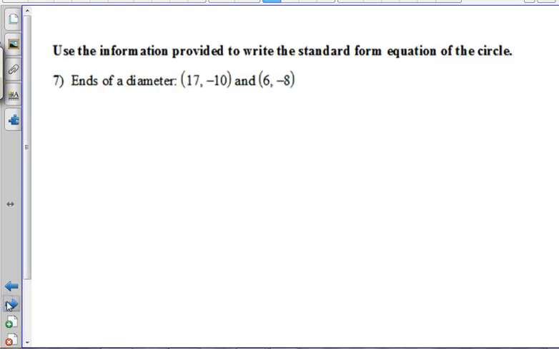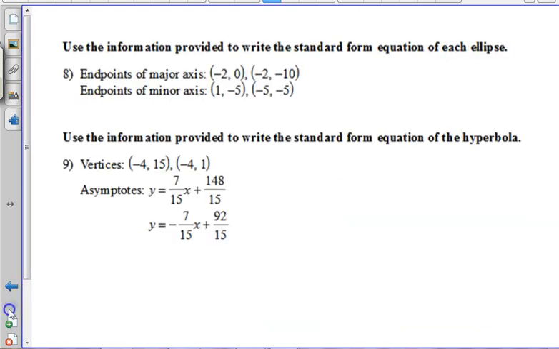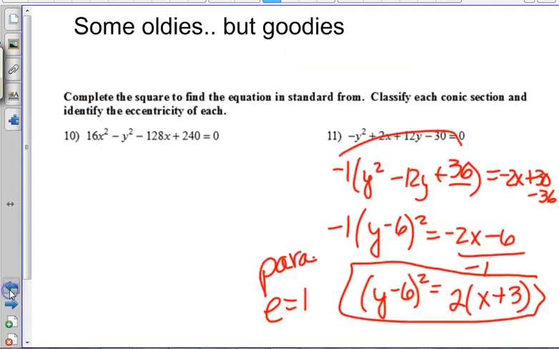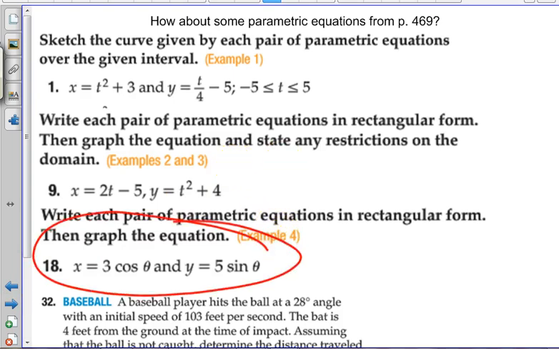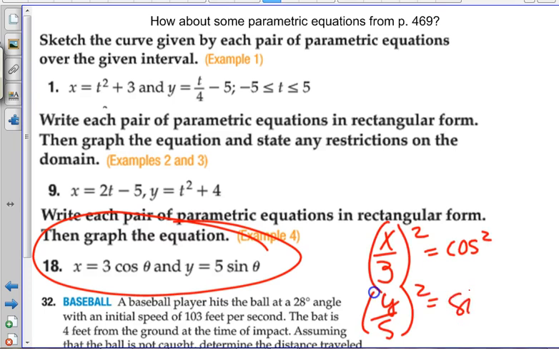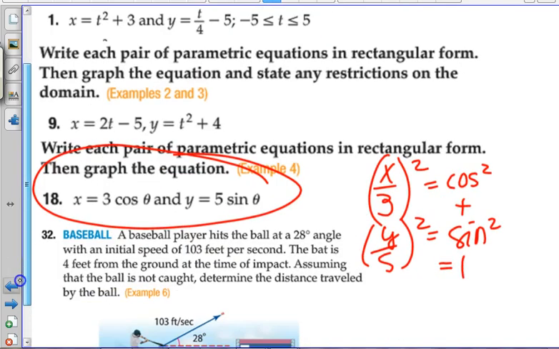Okay? Parametrics? Yes? No? Do we need a review of parametrics? Okay, how about this kind? Can you eliminate theta? x over 3 squared would equal cosine squared, and y over 5 squared would equal sine squared. So if you add those together on this side, you get 1, and on the other side, you get x squared over 9 plus y squared over 25.